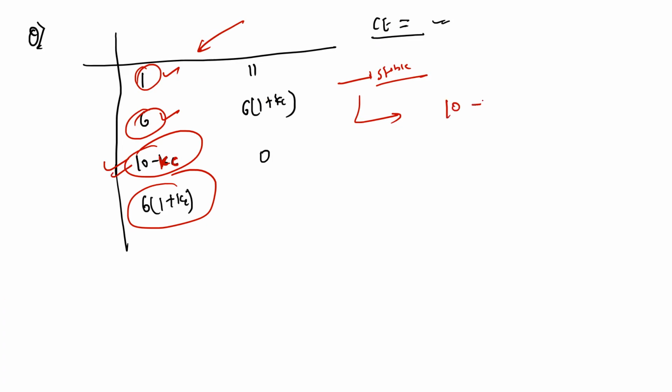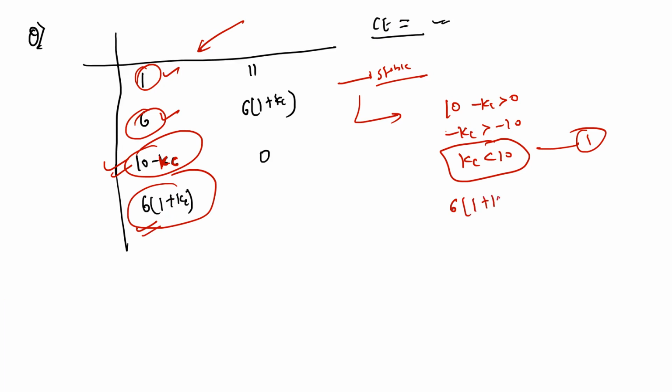So first, 10 minus Kc should be greater than 0. So minus Kc should be greater than minus 10, so your Kc should be less than 10, right? So I have got this one. Now this coefficient has to be positive also. So 6 into 1 plus Kc should be greater than 0. So 1 plus Kc should be greater than 0, and Kc should be greater than minus 1.